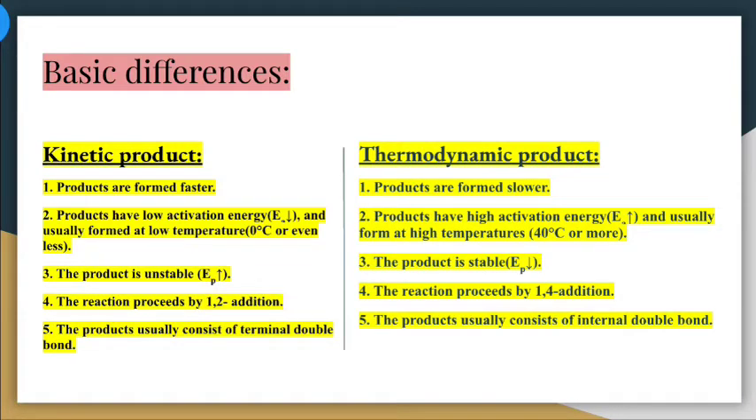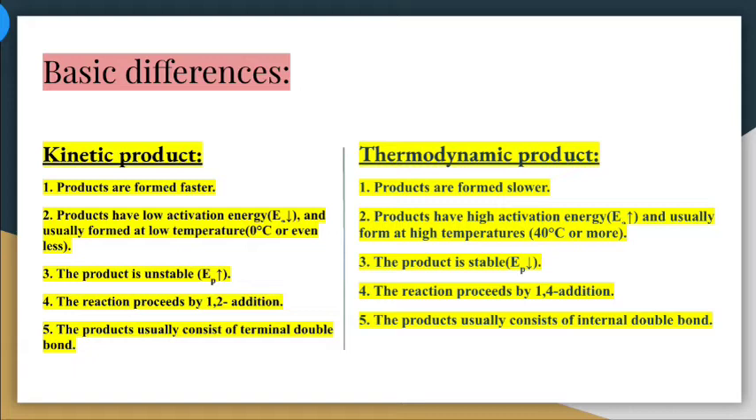You can see that in the case of kinetic products, the products are formed faster, and thermodynamic products will be formed slower. Kinetic usually refers to something related to the formation of the product faster, right? So that is why the kinetic products are formed faster.